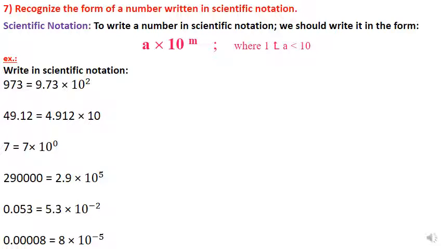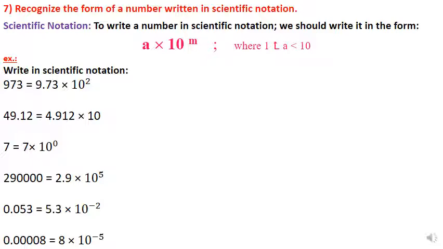And now we're going to talk about scientific notation. How can I write a number in scientific notation? Writing it in scientific notation means writing it in the form a times 10 to the power m, where a is a number between 1 and 10. So the 1 is included, but the 10 is not included. So it should be only one digit. It could be a decimal number, but only in the whole part we have one digit, times 10 to the power m. M could be any number, positive or negative.